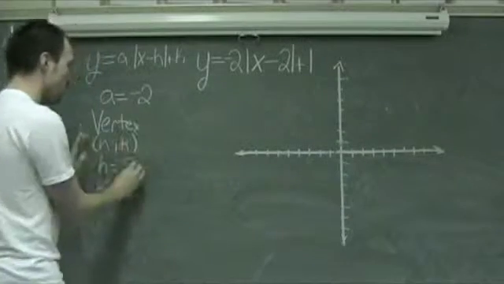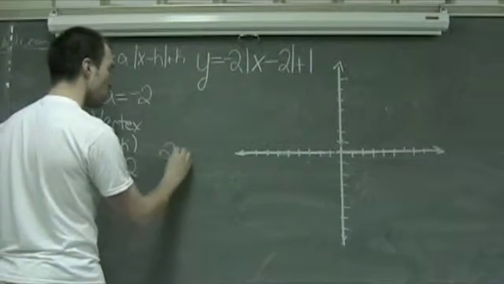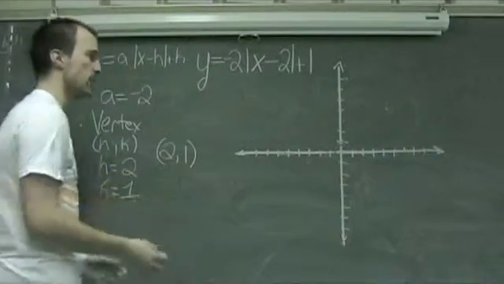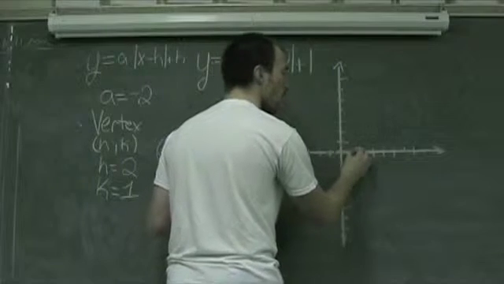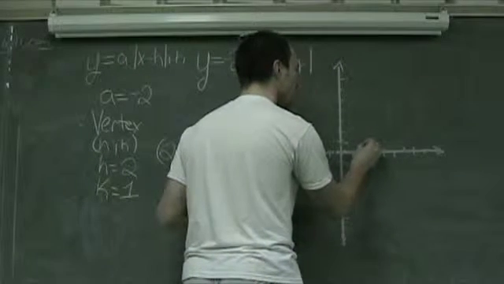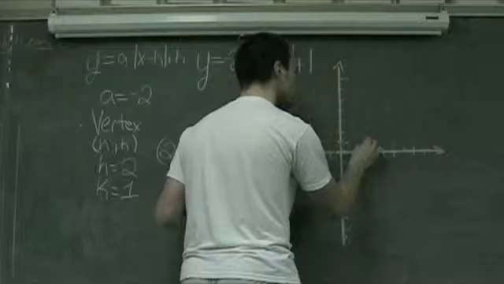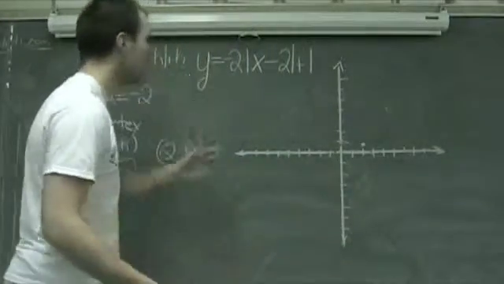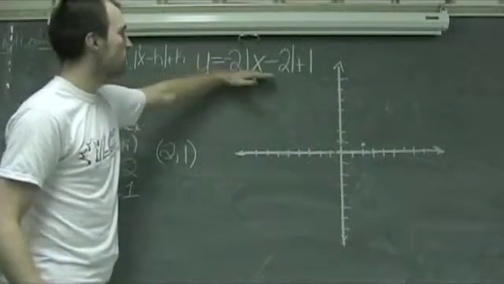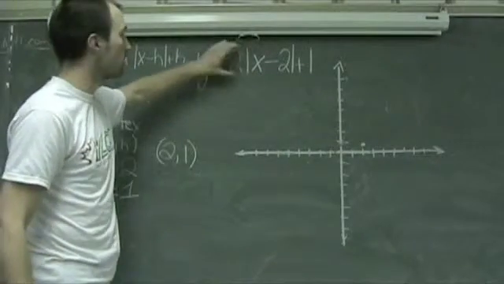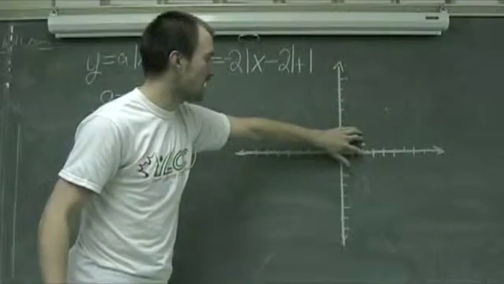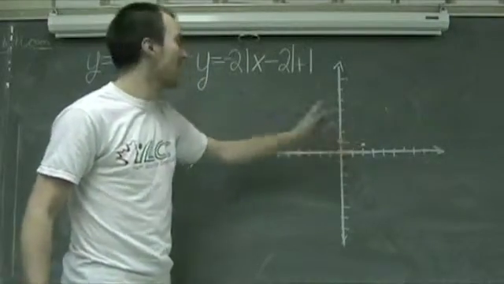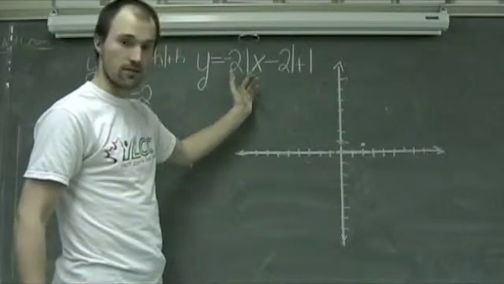Using this, I know that my vertex is going to be at the point 2, 1. So my corner point is here at 2, 1. Graphing that point, I go right 2 and up 1. Now, what we're going to have is a slope of negative 2 for everything that is greater than the vertex, and a slope of the opposite of that for everything less than the vertex.